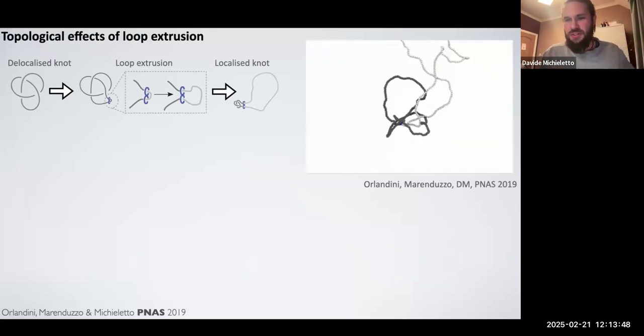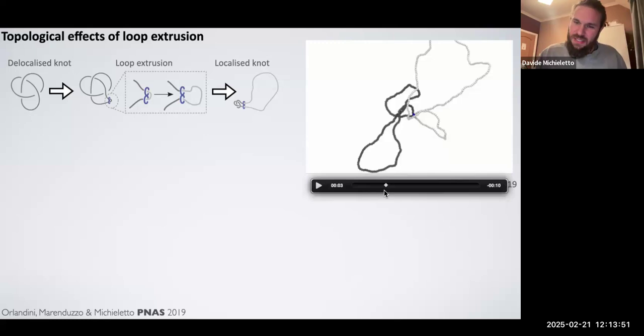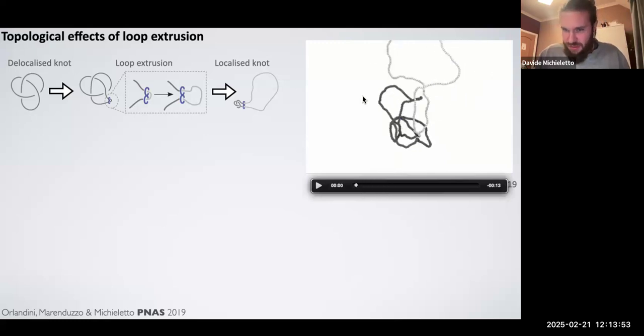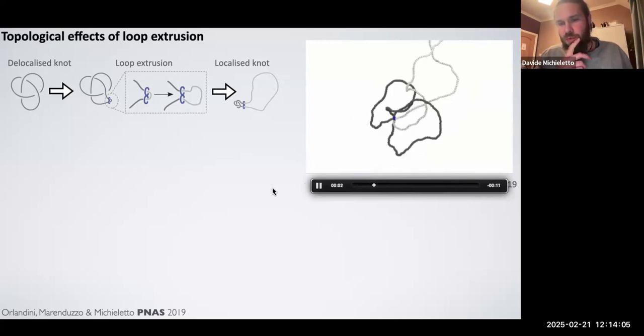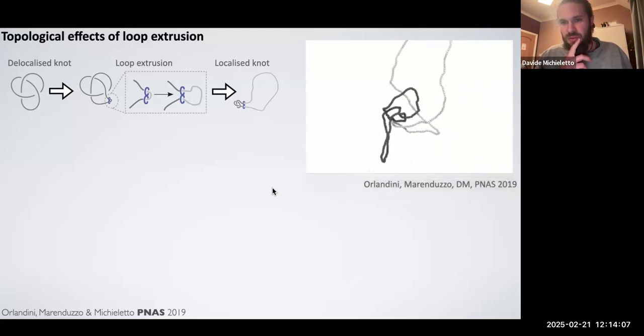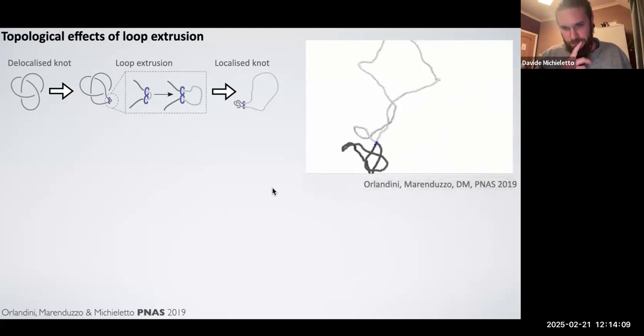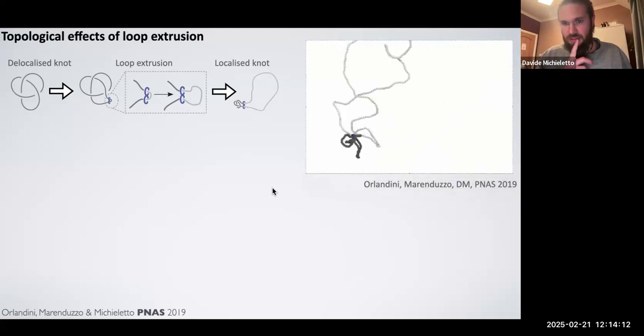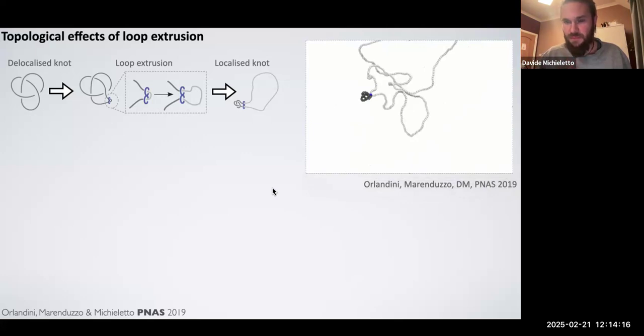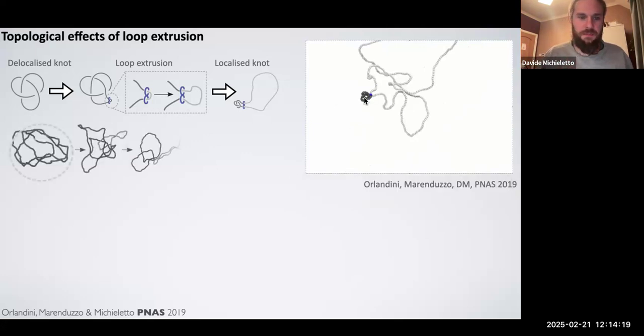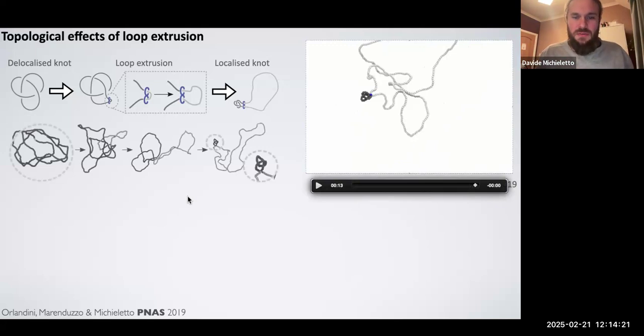I can show you a simulation where at the beginning of this movie, the white part is the stuff that is already extruded. So I'm showing you just the second half of the movie. You cannot really tell that the polymer is knotted. But if I let the movie go long enough, you start to see that the knot becomes smaller and smaller, and all localized on the dark segment. And at the end, it becomes very, very small. Now you can tell that it's all there. And these are just snapshots from the simulation.